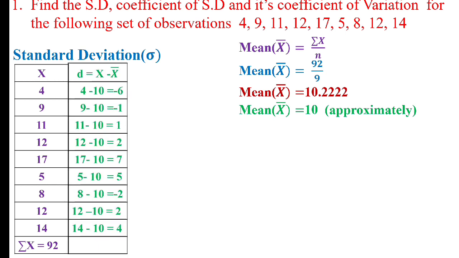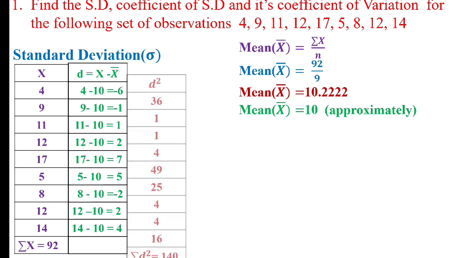So d, small letter d here, because we are differentiating from mean deviation to standard deviation. Mean deviation equals x minus x bar. This column is as it is, what we did in the mean deviation concept. So here 10 is the mean we have considered. So 4 minus 10 equals minus 6, 9 minus 10 equals minus 1, 11 minus 10 equals 1, 12 minus 10 equals 2, 17 minus 10 equals 7, 5 minus 10 equals minus 5, 8 minus 10 equals minus 2, 12 minus 10 equals 2, 14 minus 10 equals 4.